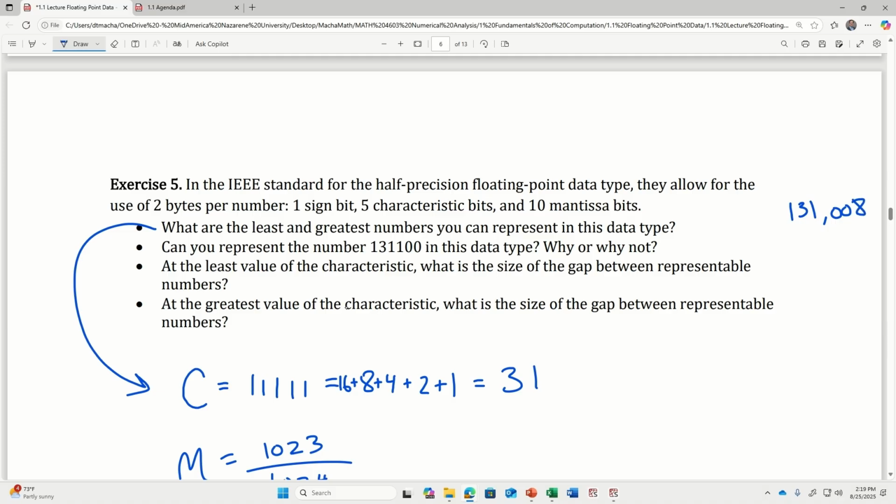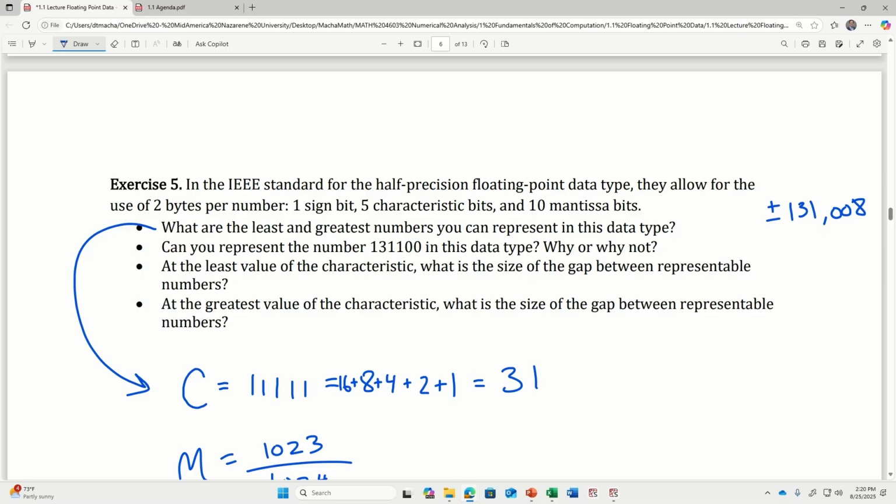That's the greatest number, and then obviously the least number would just be negative 131,008. Okay, can you represent the number 131,100 in this data type? No? Who said no? Connor, why don't you think we can? Because we just figured out the biggest number and it's more than what we figured out to be the biggest number we can make. Oh yeah, you're right.